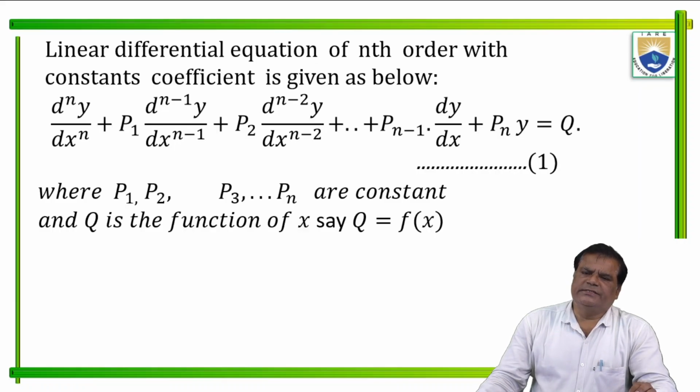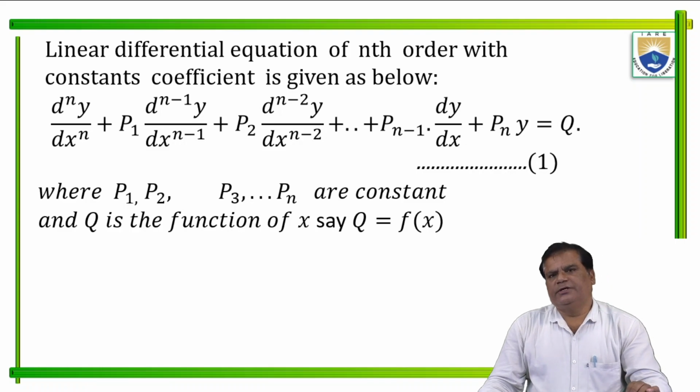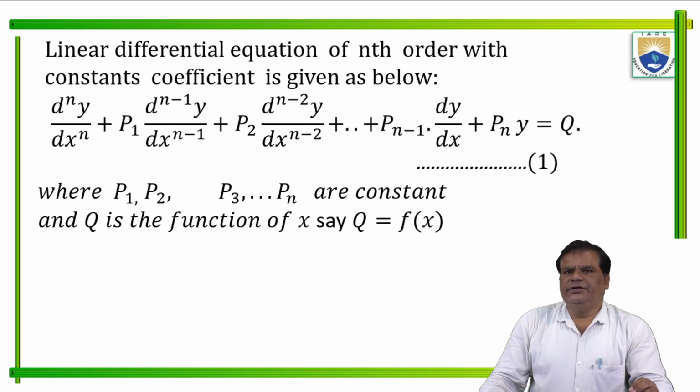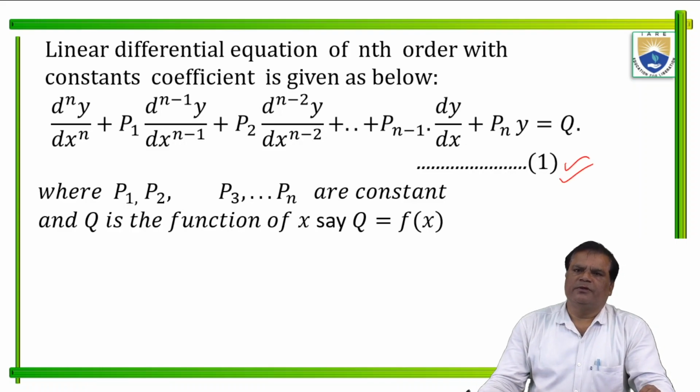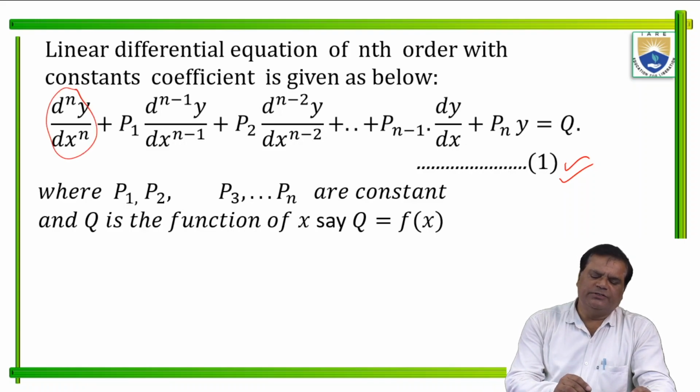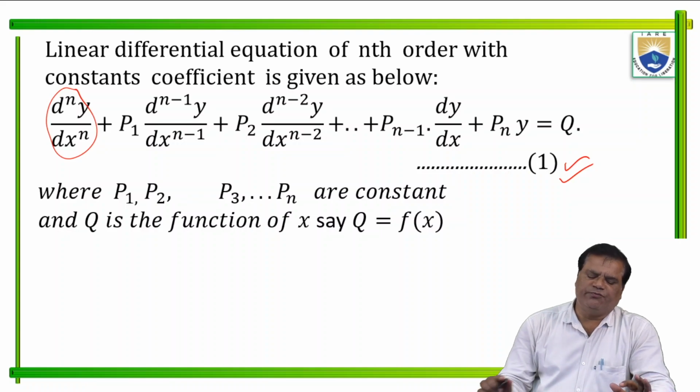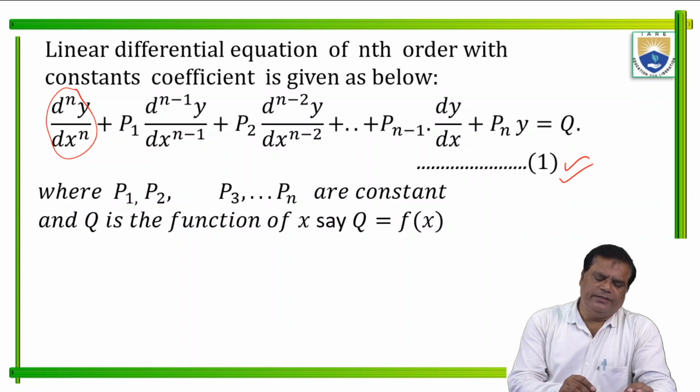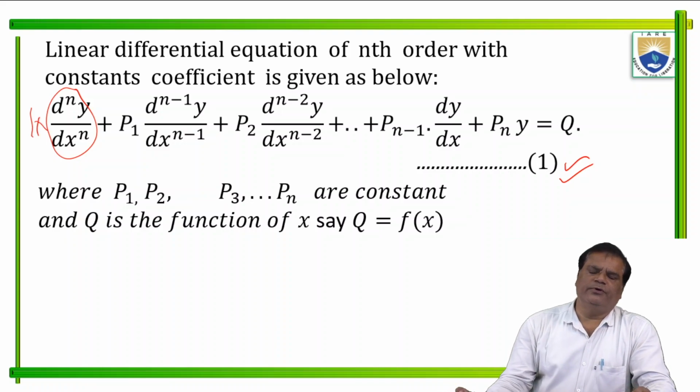First of all, I want to discuss what a linear differential equation of nth order with constant coefficient is. Here we are given a differential equation of nth order with constant coefficient. This is the main differential equation which we are studying, given by equation 1. In this differential equation, this is the differential coefficient of nth order. This is the first term, and before this differential coefficient it is multiplied by 1. There is no number before the nth order differential coefficient. Then, one by one, in each term the order decreases. Here is nth order, in the second term n minus 1, in the third term n minus 2, and the last term has no derivative. There is only y.